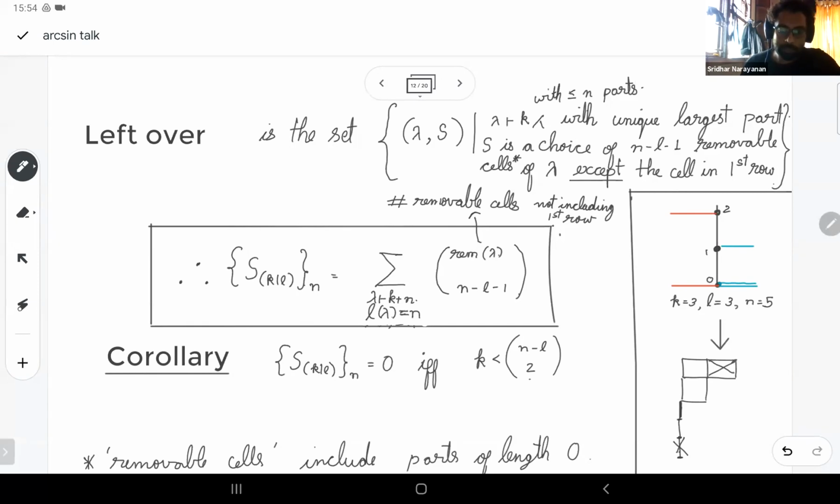But this set is in bijection with partitions of k just by adding a box, right? So if you add a box in the first row to every partition of k, you will get a partition of k plus 1 where the largest part is distinct, right? So instead of considering all partitions of k plus 1, we can think of all partitions of k. That's where we have this. So we think of all partitions of k, this term no longer has a unique largest part.